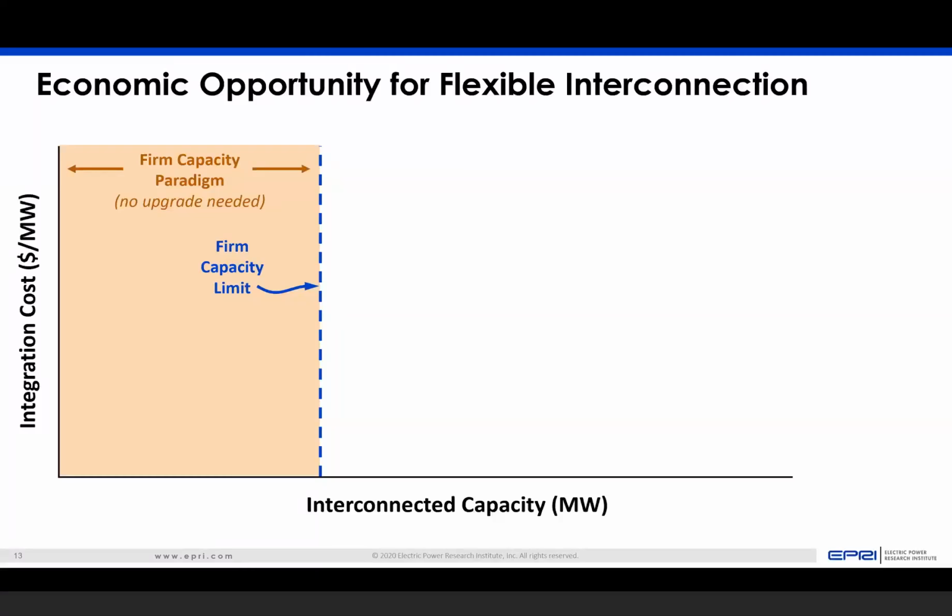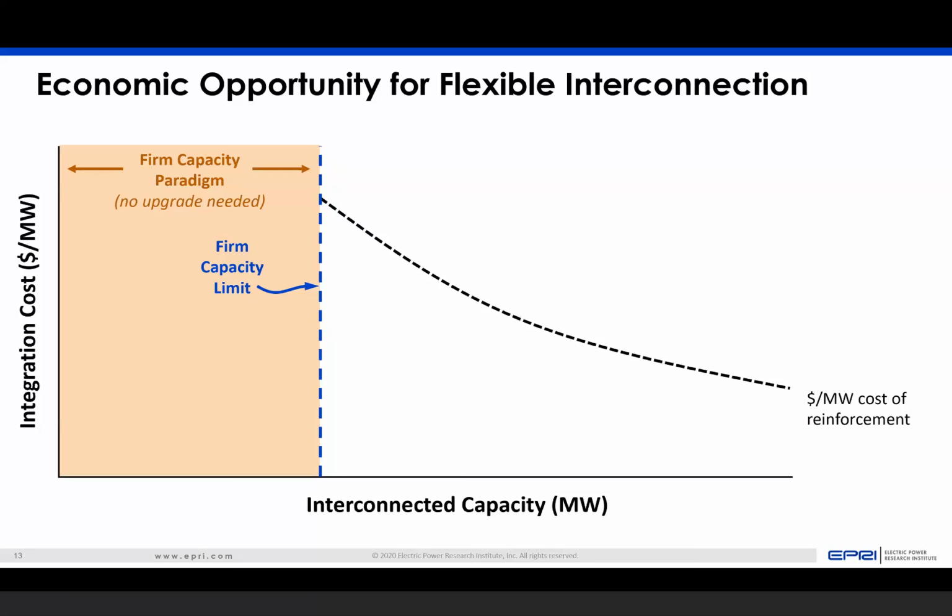If we advance the slide, once you reach that firm capacity limit though, you may need to reinforce the grid, and so there may be a significant cost associated with that, and the per unit cost may decrease as more capacity is connected. So units that are just over this firm capacity limit may not be able to bear the full cost of that, given specific circumstances, whereas larger units may be able to bear the cost.